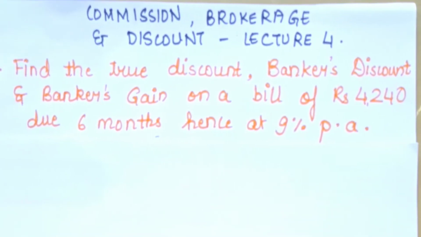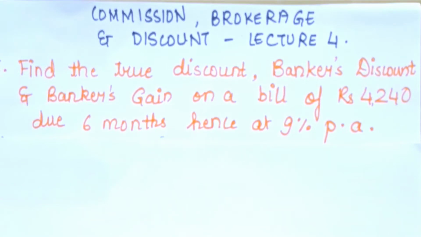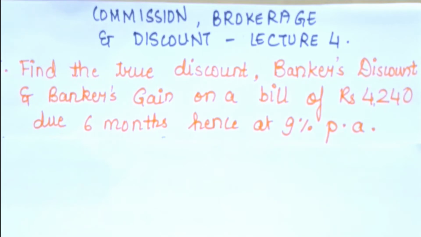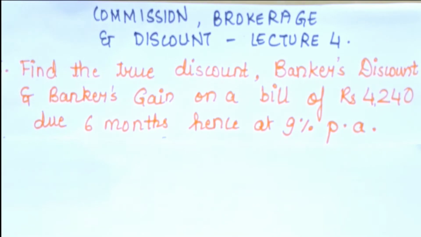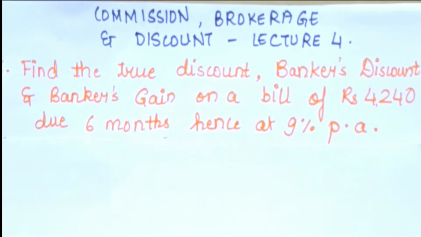Okay, so now we move on to our first example to make your concept more clear. The question says, find the true discount, banker's discount and banker's gain on a bill of rupees 4,240 due 6 months, hence at 9% per annum. Initially, when you have a look at the sum, they have asked you to find out true discount, banker's discount and banker's gain. All these three values are interrelated, plus you've got the formulae with you.